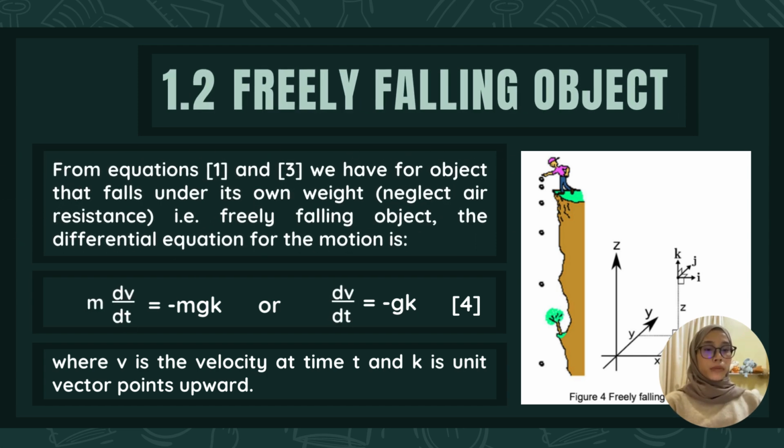From the slide before, from equations 1 and 3, for an object that falls under its own weight, neglecting air resistance, which is a freely falling object, the differential equation for the motion is m dv over dt equals negative mgk, or dv over dt equals negative gk, where v is the velocity at time t and k is the unit vector pointing upward.